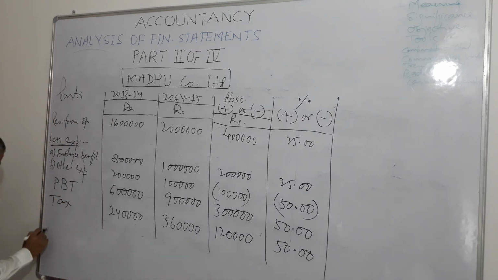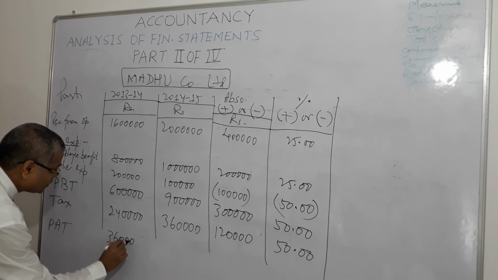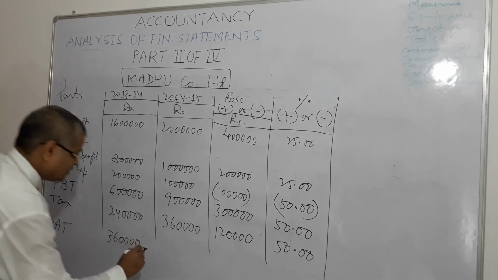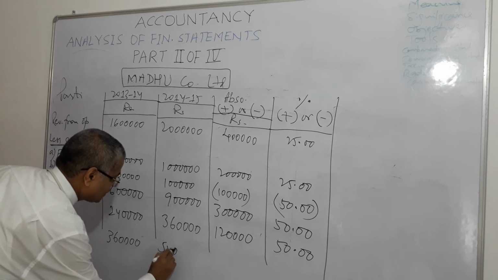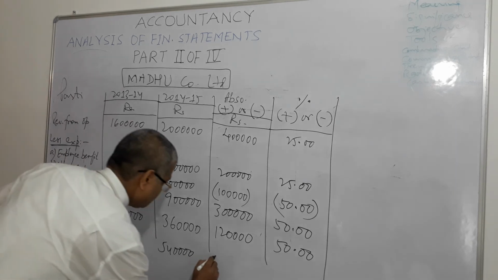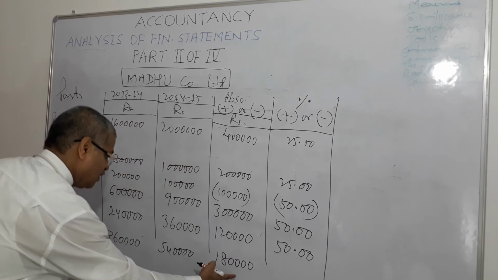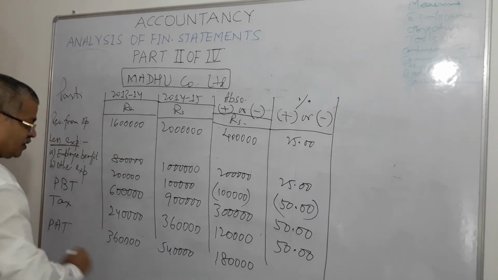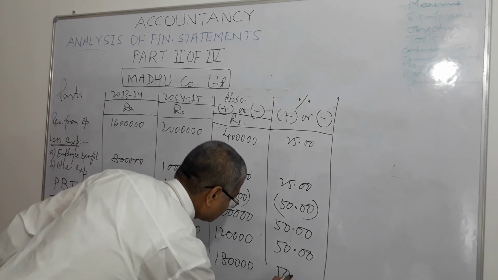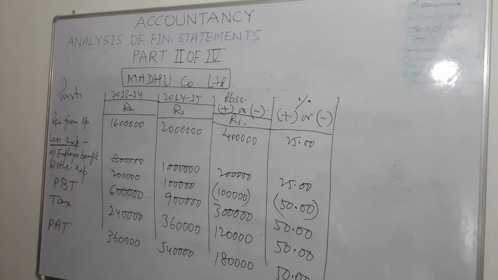Now we come to net profit. PBT minus tax. 6 lakhs minus 240,000 is 3,60,000, and 9 lakh minus 360,000 is 5,40,000. From 360 it has gone to 540. There is an absolute increase of 1,80,000, and 1,80,000 as a percentage of 360 is 50%, right?